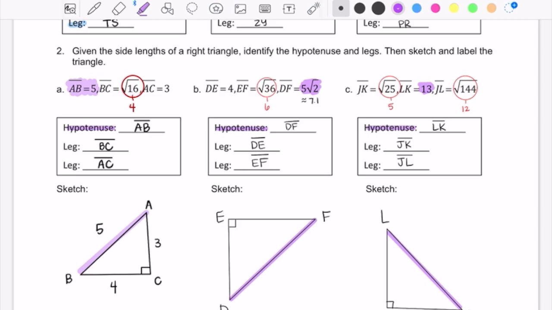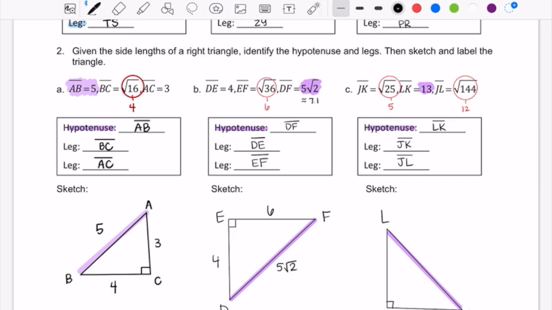When I draw my picture for the triangle, it doesn't matter what way the triangle is facing. I did this one on purpose to look differently than the other two did. Segment DF is equal to 5 square root 2, so we should label that side. Segment EF is equal to the square root of 36, which is 6. And then segment DE is equal to 4. And so including the numbers on the picture is part of labeling the triangle.